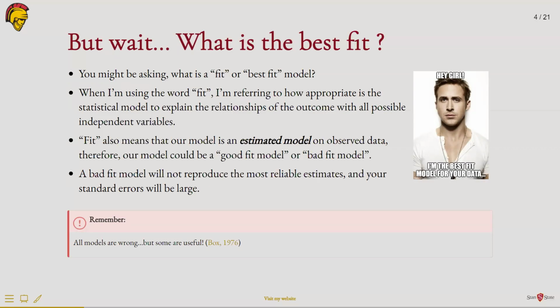So what is a fit or best fit model? When I say the word fit, I mean that I'm estimating a model. When I say best fit, I'm saying that that model fits the data better or explains the data better. So I'm going to use those words, fit and best fit, all the time: fit when I estimate the model and best fit when the model explains the data better. Why do I use those words? Well, because it's easier for me to pronounce and also because it's very common in statistics.